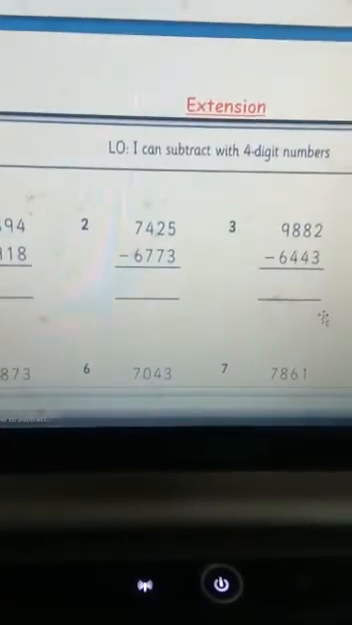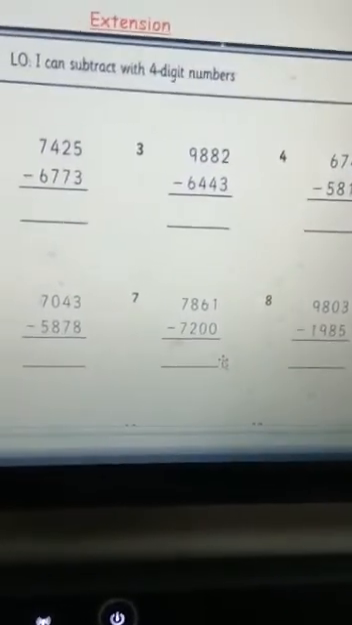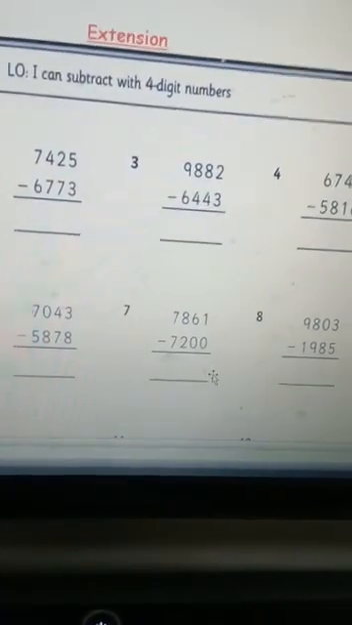Then we've got some extension work if you'd like to do that using 4-digit numbers where you have to do some exchanging and borrowing. Okay, and good luck there.